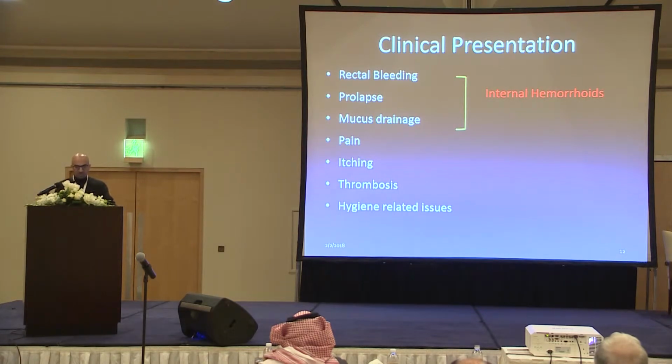Patients with hemorrhoids can present with rectal bleeding, prolapse, and mucus discharge. However, these are mainly prominent symptoms of internal hemorrhoids. Usually the hemorrhoids, either internal or external, are painless. However, when a patient comes in with pain due to hemorrhoids, it is either a thrombosed external hemorrhoid or a grade 4 internal hemorrhoid, which is the one that prolapses outside and is not reducible.